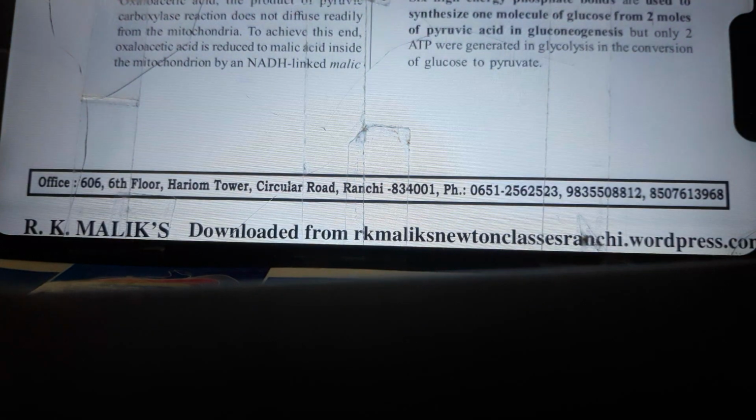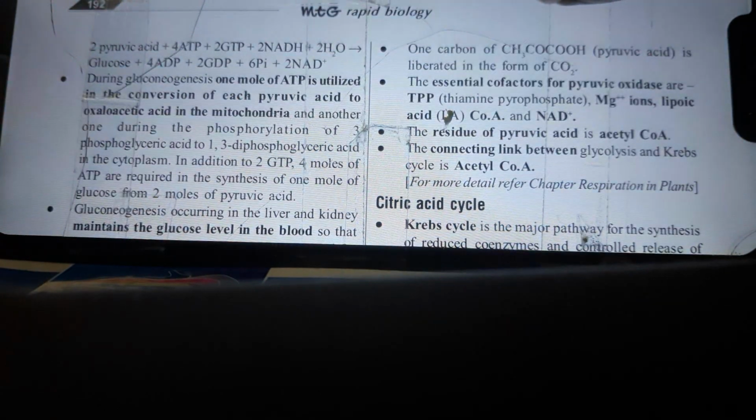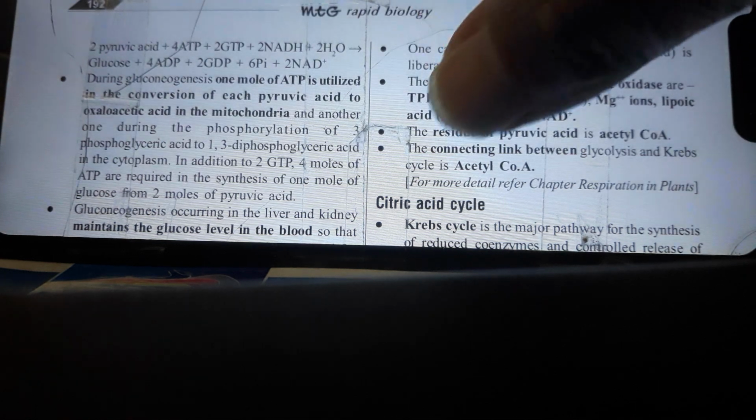6 high-energy phosphate bonds are used to synthesize 1 molecule of glucose from 2 molecules of pyruvic acid in gluconeogenesis, but only 2 ATP were generated in glycolysis in the conversion of glucose to pyruvate. 2 pyruvic acid plus 4 ATP plus 2 GTP plus 2 NADH plus 2 H2O gives glucose plus 4 ADP plus 2 GDP plus 6 Pi and 2 NAD plus.